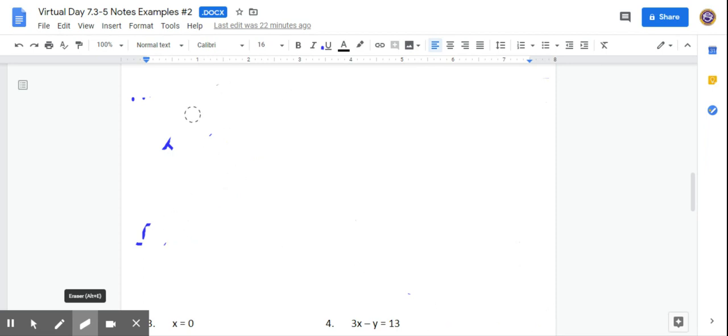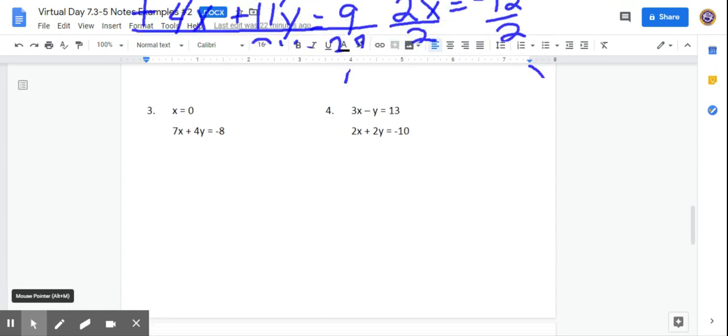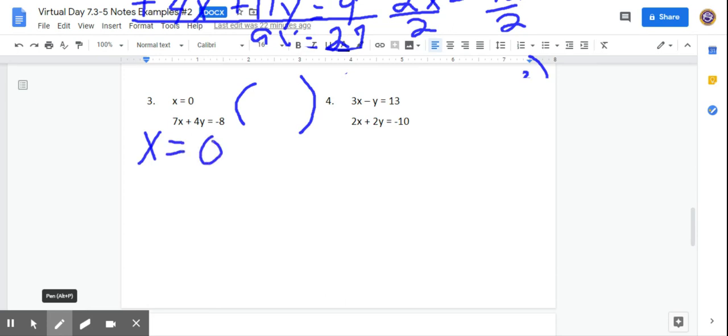Okay. Example 3. Look at example 3. What are we trying to find? We're trying to find an ordered pair. What do we need to know? We need to know x and y. Well, what do we already know? We already know x equals 0. We don't have to find it. It's done for us. So now all we have to do is find y.